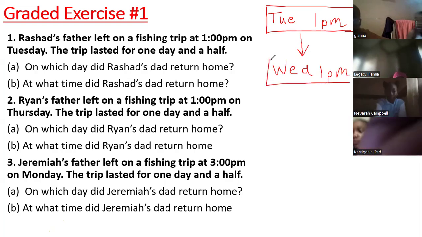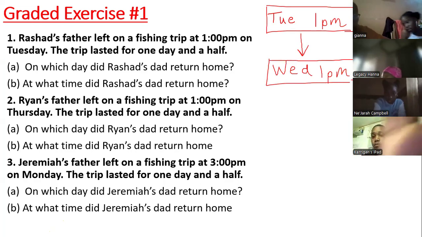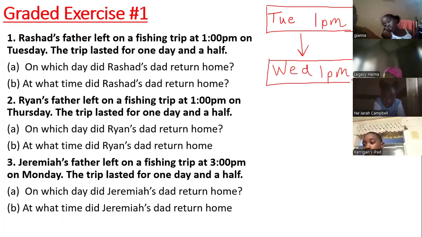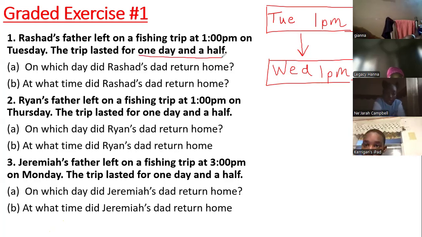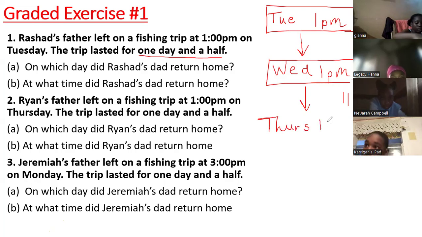24 hours, okay? So this 24 hours right there, that's 1 day. But it says a day and a half. So that means that we have to add how many more hours? 12, right? If we add 11 more hours to 1 p.m., we would be at exactly what? Thursday at 12 a.m. Yeah, we'll be at Thursday at 12 a.m.